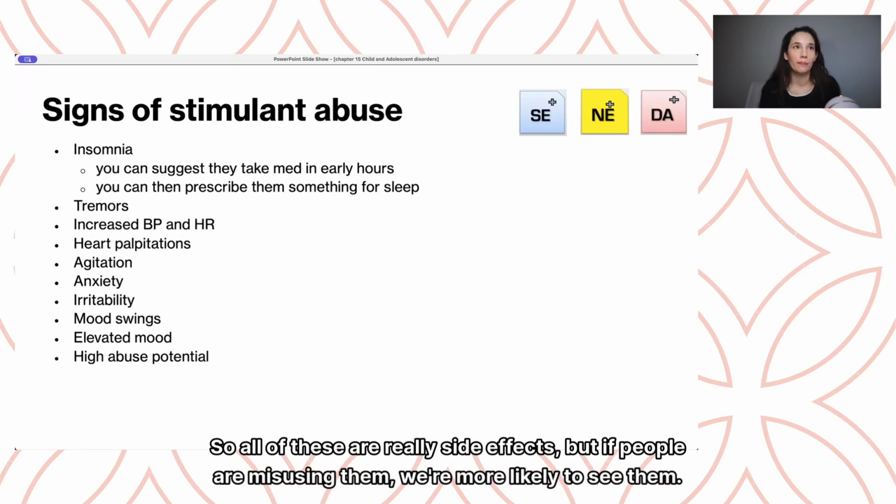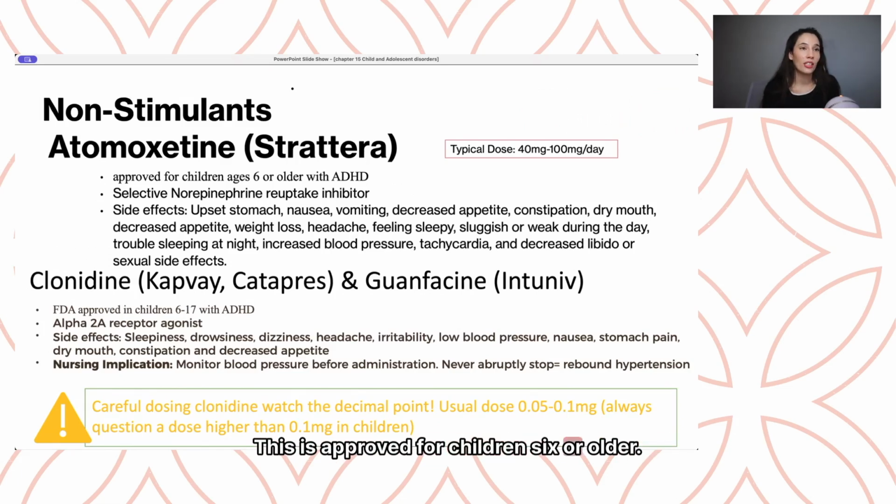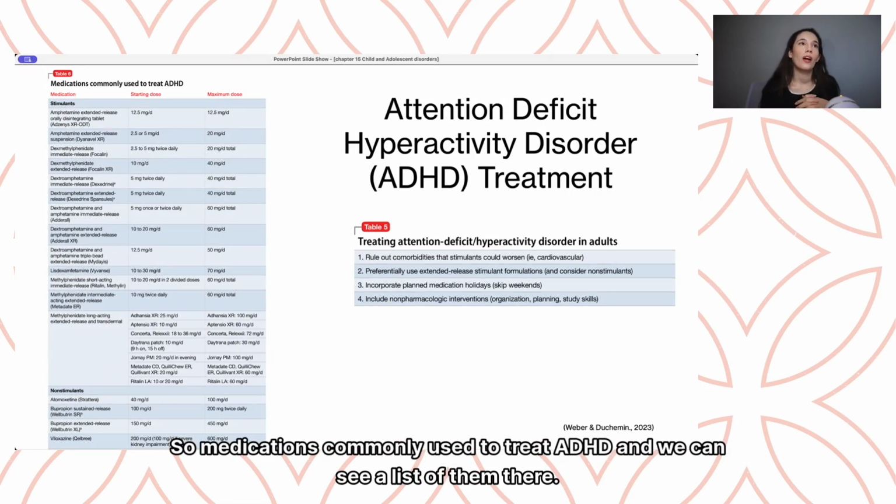to see them. So non-stimulants, there is one called Strattera. This is approved for children 6 or older. And then we also can use clonidine or guanfacine. And here is another nice chart because I really like charts. So medications commonly used to treat ADHD, and we can see a list of them there.